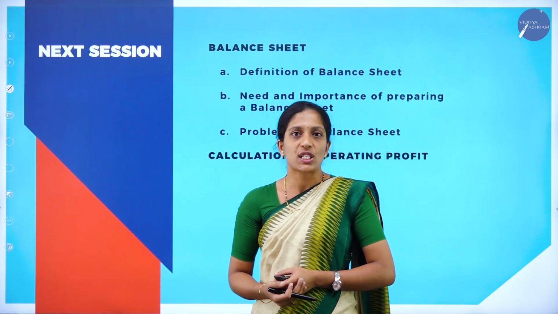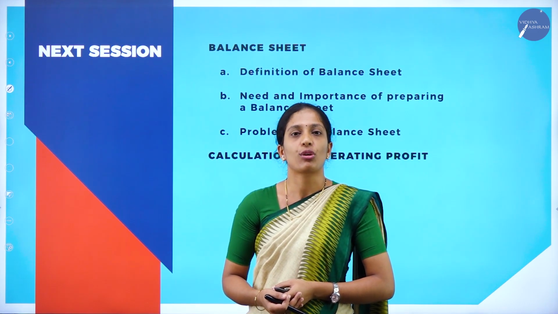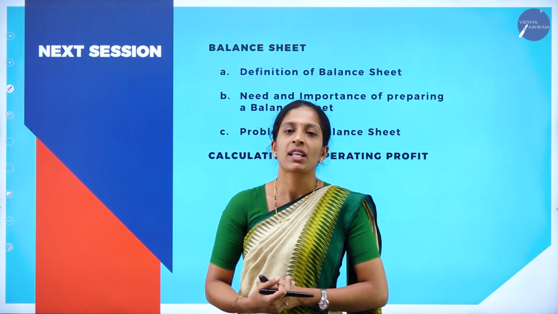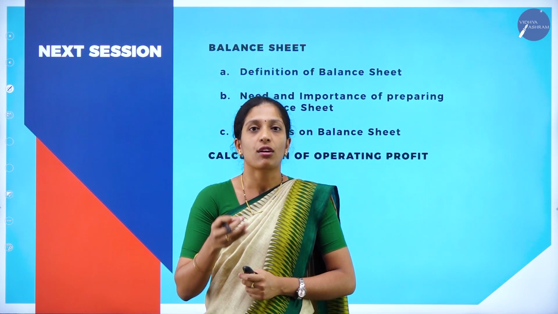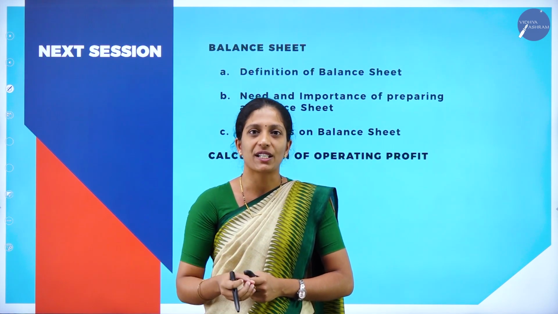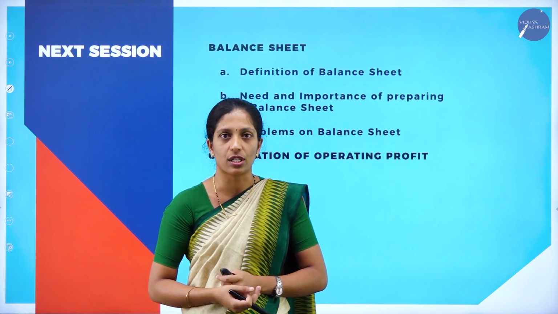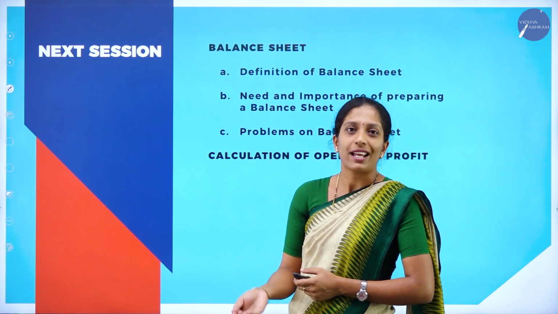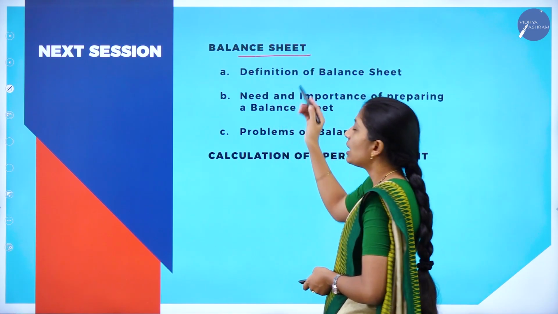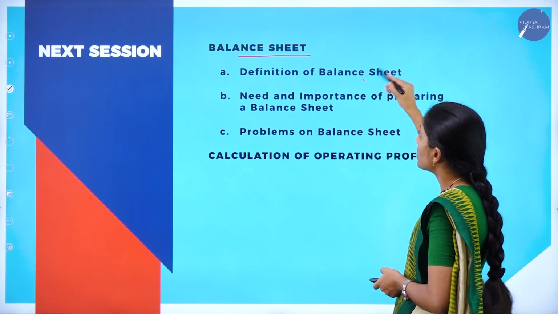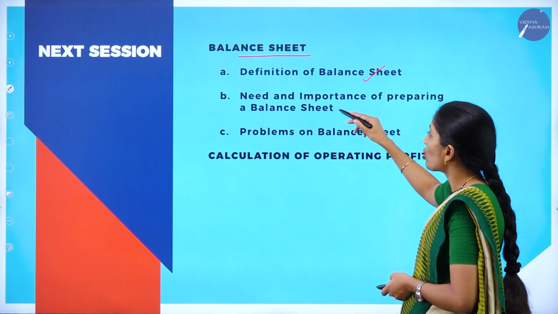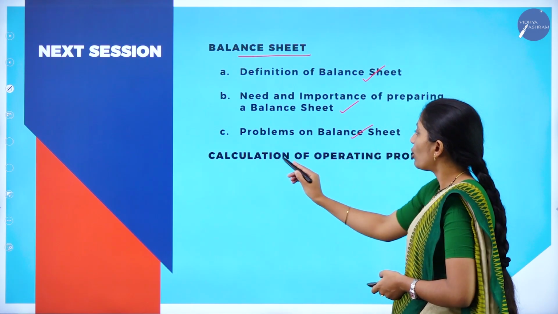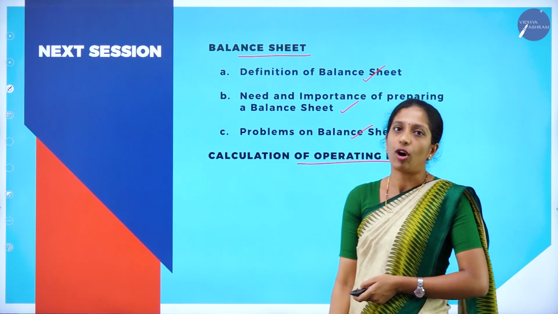Okay, so we are done with the income statement where we have learnt about preparation of trading account. Then we have learnt how to calculate cost of goods sold. So what is the formula? That is sales minus gross profit, or cost of goods sold is equal to opening stock plus purchases plus direct expenses minus closing stock. Next we have learnt about profit and loss account. In the next session, we shall discuss the balance sheet. We shall see what is the meaning of balance sheet, what is the definition of balance sheet, need and importance of preparing a balance sheet, and we shall solve few of the problems relating to balance sheet. And one more last concept you have, that is calculation of operating profit.